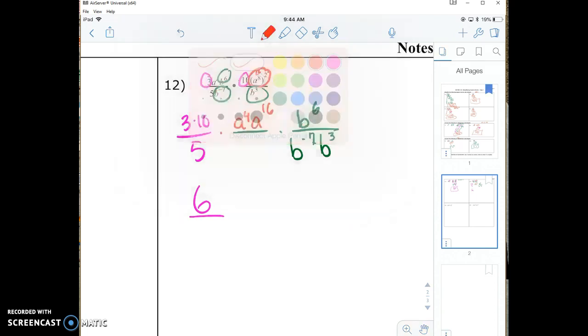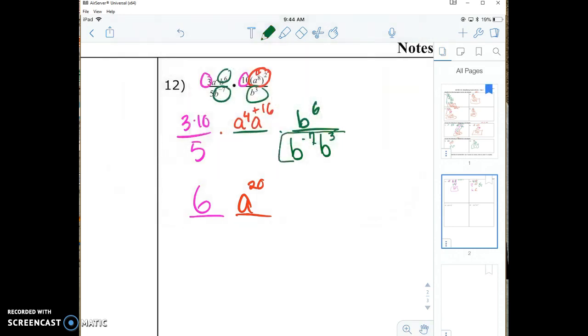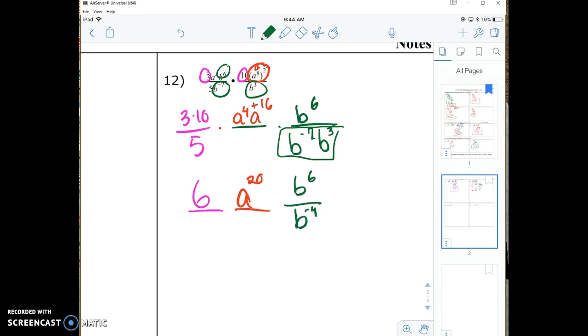A to the 4th times a to the 16th. Remember, when I'm multiplying, I'm adding my exponents. 4 plus 16 is 20, so a to the 20th power. Okay, my b's I'm going to break up into a few different pieces. First, I'm going to do the bottom. So I'm going to leave my b to the 6th. When I'm multiplying, I add these exponents. Negative 7 plus 3 is negative 4.